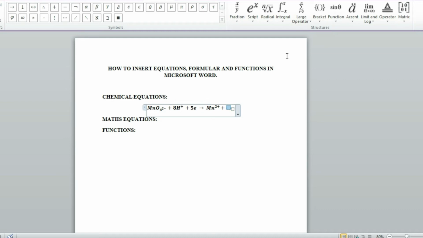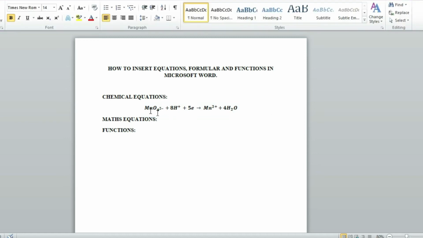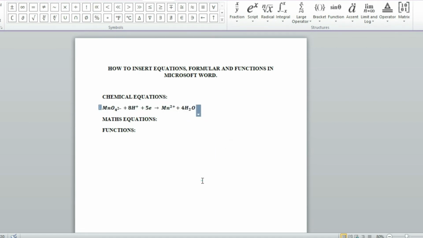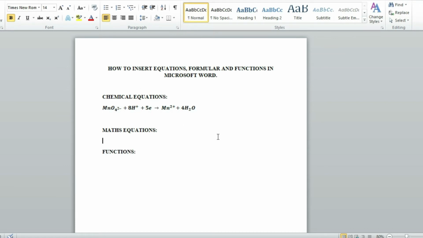So this is 4 water molecules plus oxygen. You can always make it linear, change in line. So this is our chemical equation. If you want, you can also make that of a chromate. The chromate ions is also easy to make.